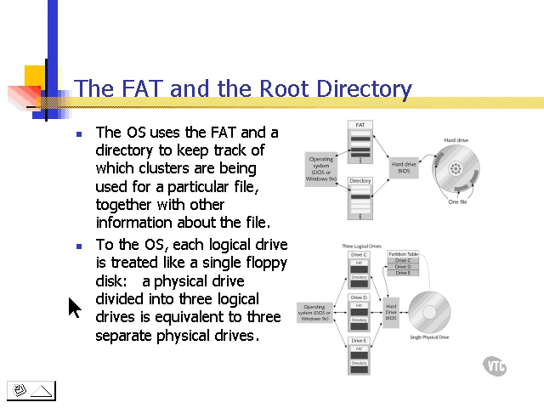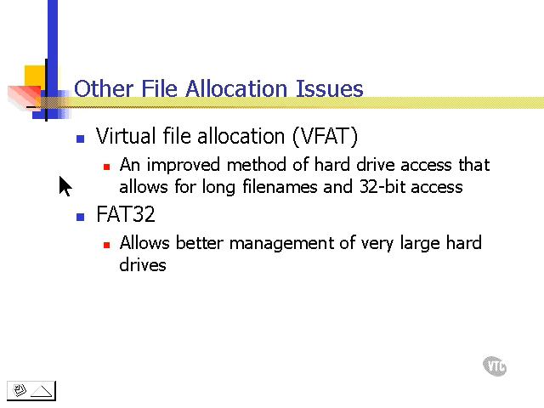Other file allocation issues include virtual file allocation, VFAT, which is an improved method of hard drive access that allows for long file names and 32-bit access. VFAT is used in the Windows NT operating system.